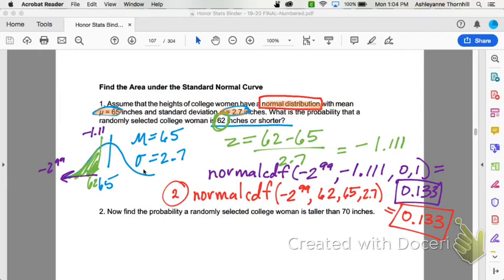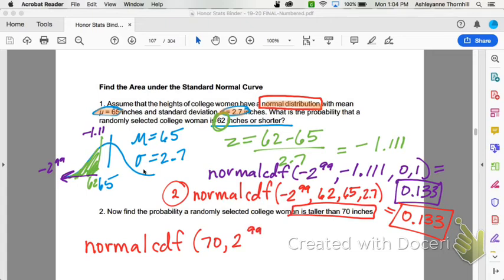So if we look at number 2, it says find the probability that a woman is taller than 70 inches. And using method 2, what would that look like? Normal CDF, 70 to 2 to the 99th, and then 65 and 2.7. And so what do you get when you type that in? 0.032.